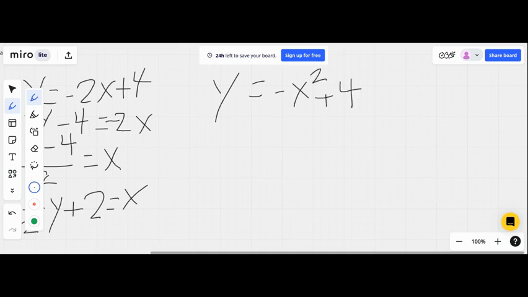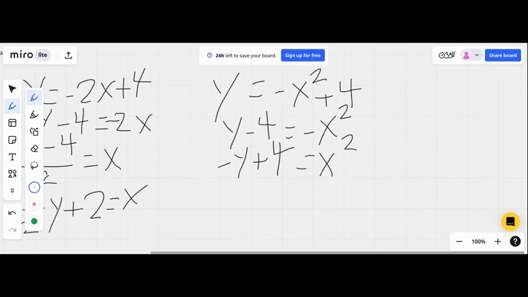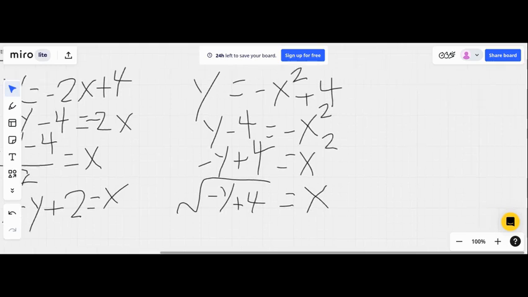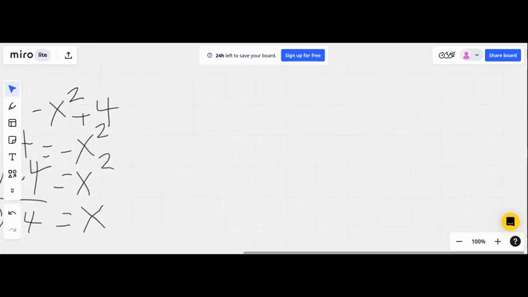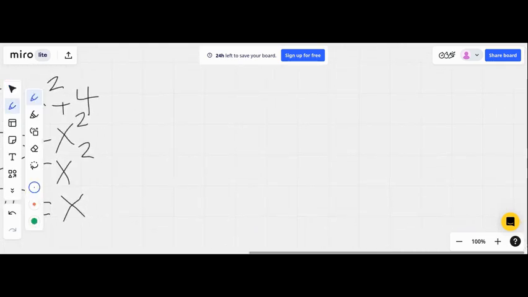So y is equal to -x squared plus 4. We'll move the 4 over. Next step would be to square root both sides. Or, sorry, do the negative to the other side. Then you'd move the square root over. And then that's your two equations in terms of y.